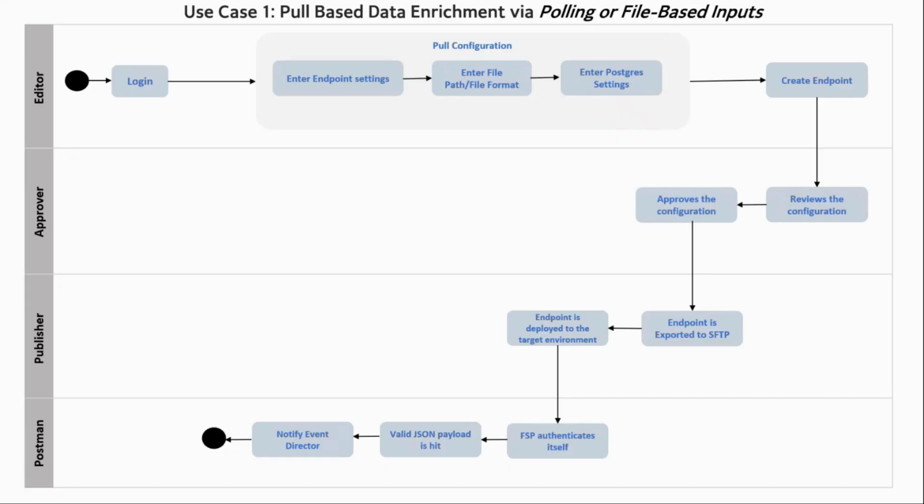But in this video today, we will demonstrate how pull-based enrichment works. All right, so this is basically the use case flow diagram of the pull-based data enrichment. The editor enters the connection settings, file paths, and Postgres settings, and the configuration is reviewed, approved, and exported to the UAT environment. Once deployed, the system automatically pulls the relevant data to enrich the transaction being processed. You can have another look at this flow diagram just before we jump into the demonstration.